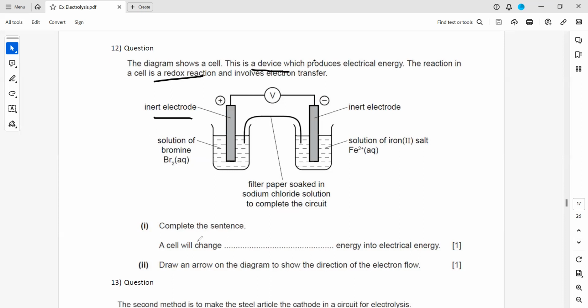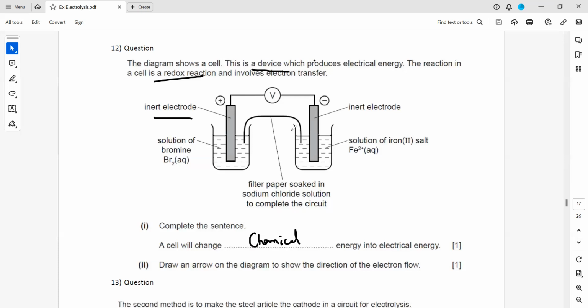Complete the sentence. A cell will change dash energy to electrical. Which energy is there? So that is chemical energy. So a cell converts the chemical energy to electrical energy. A chemical reaction occurs and it produces electricity. And what about the movement of electrons?